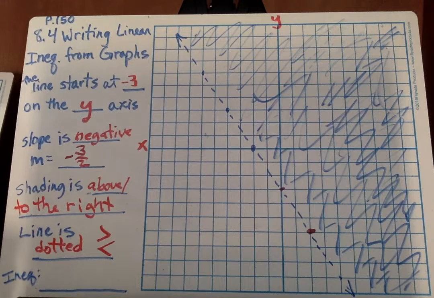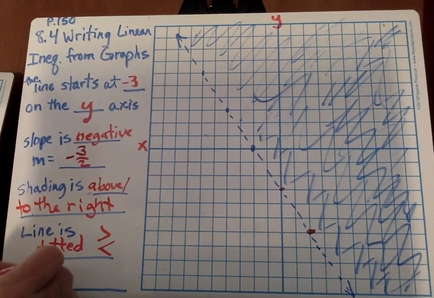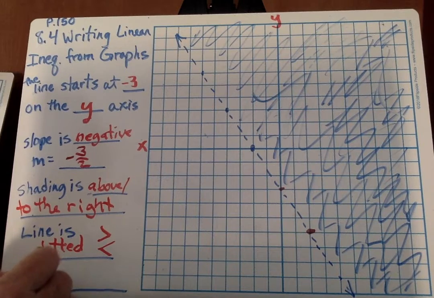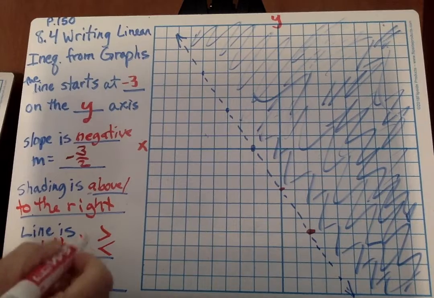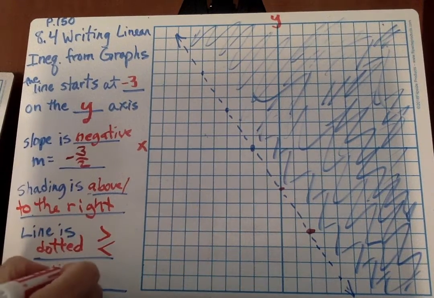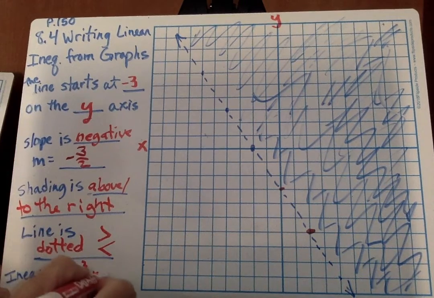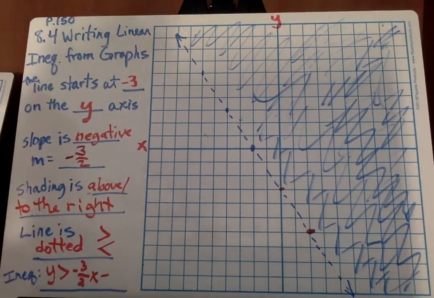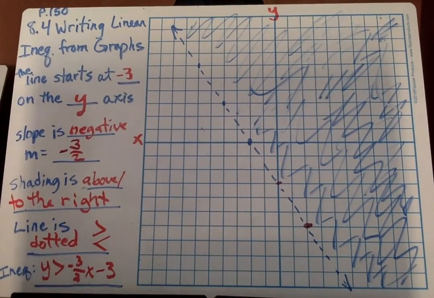Okay. So our actual inequality, y, and if it's above and to the right, it's got to be greater than. And then our slope is -3/2 x. And where's our starting point? -3. Hopefully you can see that okay. And we're done.